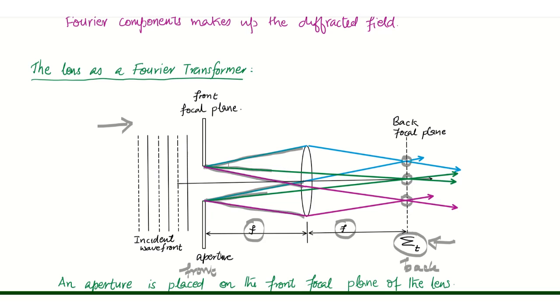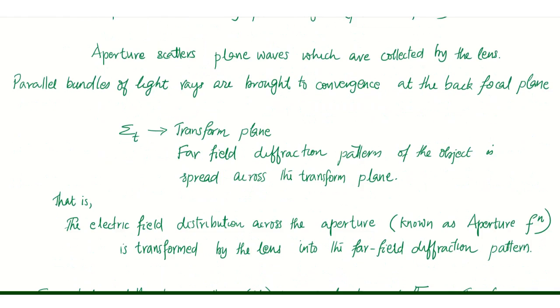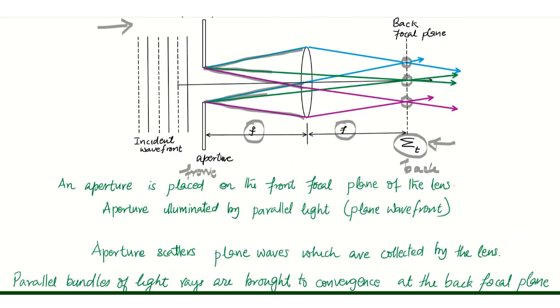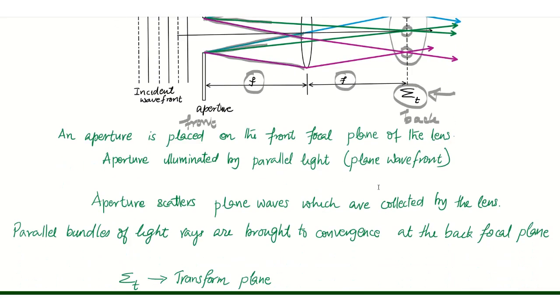So all the parallel lines will focus at the same point, and the electric field distribution across the aperture, known as the aperture function, is transformed by the lens into the far field diffraction pattern. And that is what you will see, these points, as intensity redistribution on the Fourier plane.